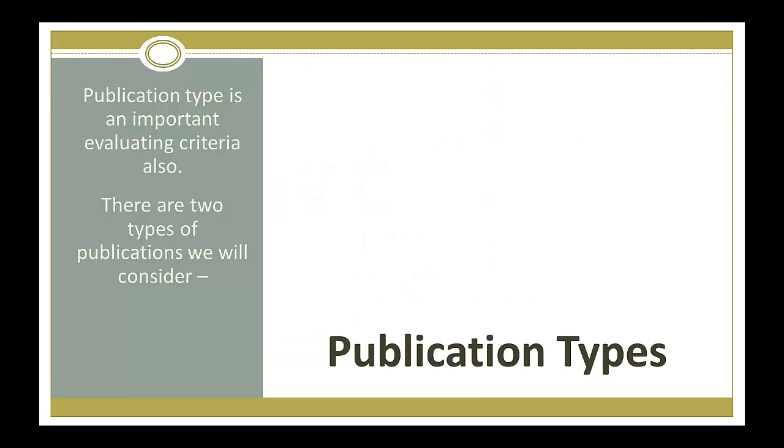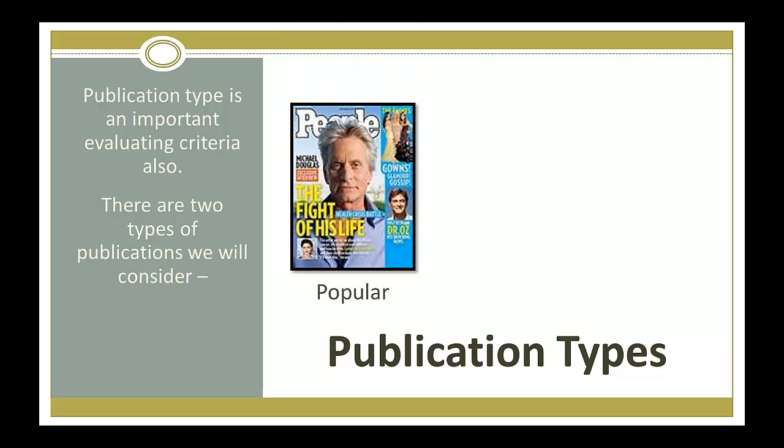Publication types. Another way to evaluate periodical sources is by publication type. The 2 types of publications that we will consider are popular and peer-reviewed, sometimes called refereed or scholarly. Popular magazines are geared toward the general public and are more for pleasure reading. They are usually short articles with no footnotes or bibliography and are usually called magazines. Some examples are Time Magazine, Car and Driver, People, and the Paducah Sun.